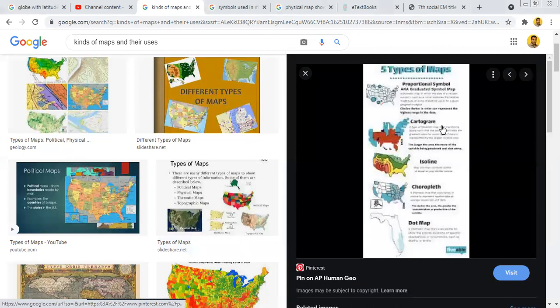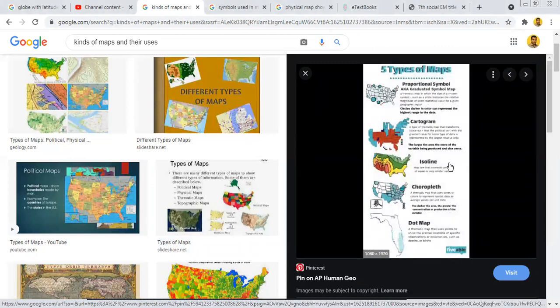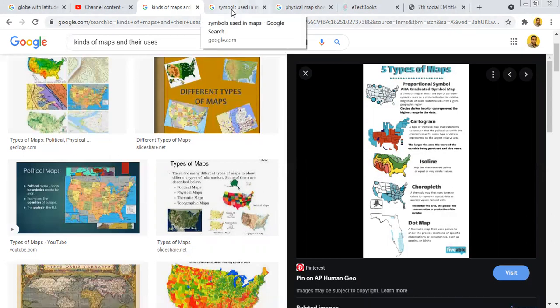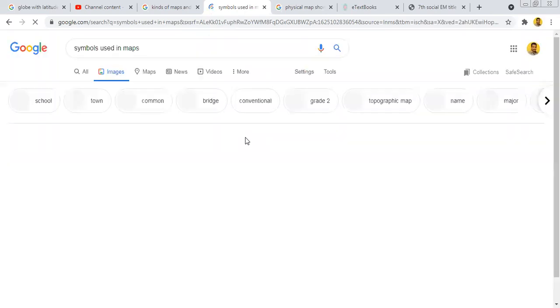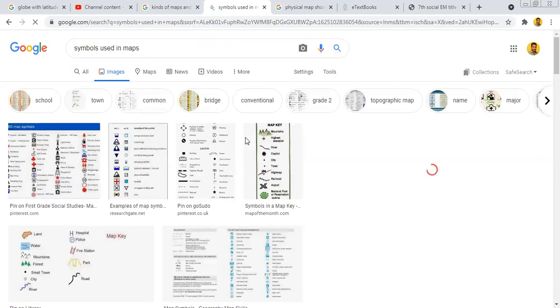Here, five types of maps are clearly given: isoline, dot maps. Next, to explain about maps, we use symbols. We use different symbols. Already I said physical objects we cannot show on the map. To show the physical objects on the map, we use some symbols. That is very important. So symbols are different. We use symbols to show the physical objects on the maps.